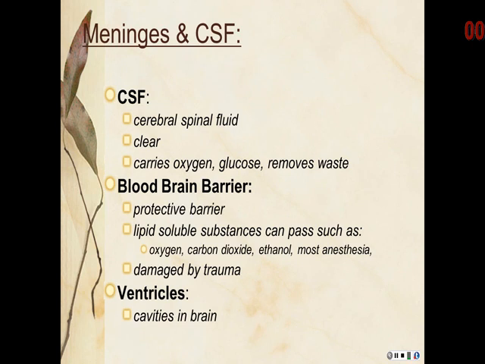The blood-brain barrier is a protective lipid-soluble barrier. It normally allows some substances to pass, such as oxygen, carbon dioxide, ethanol, and most anesthesias. It can be damaged by trauma, which may allow substances you don't want to pass through.